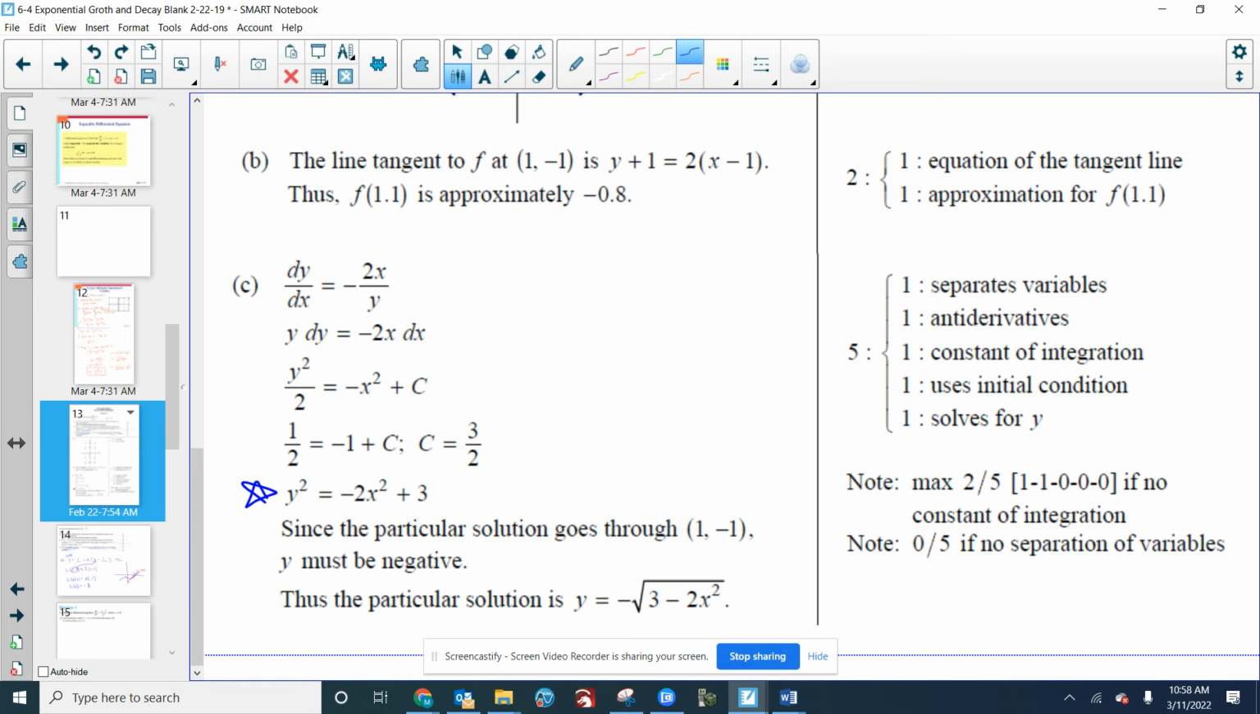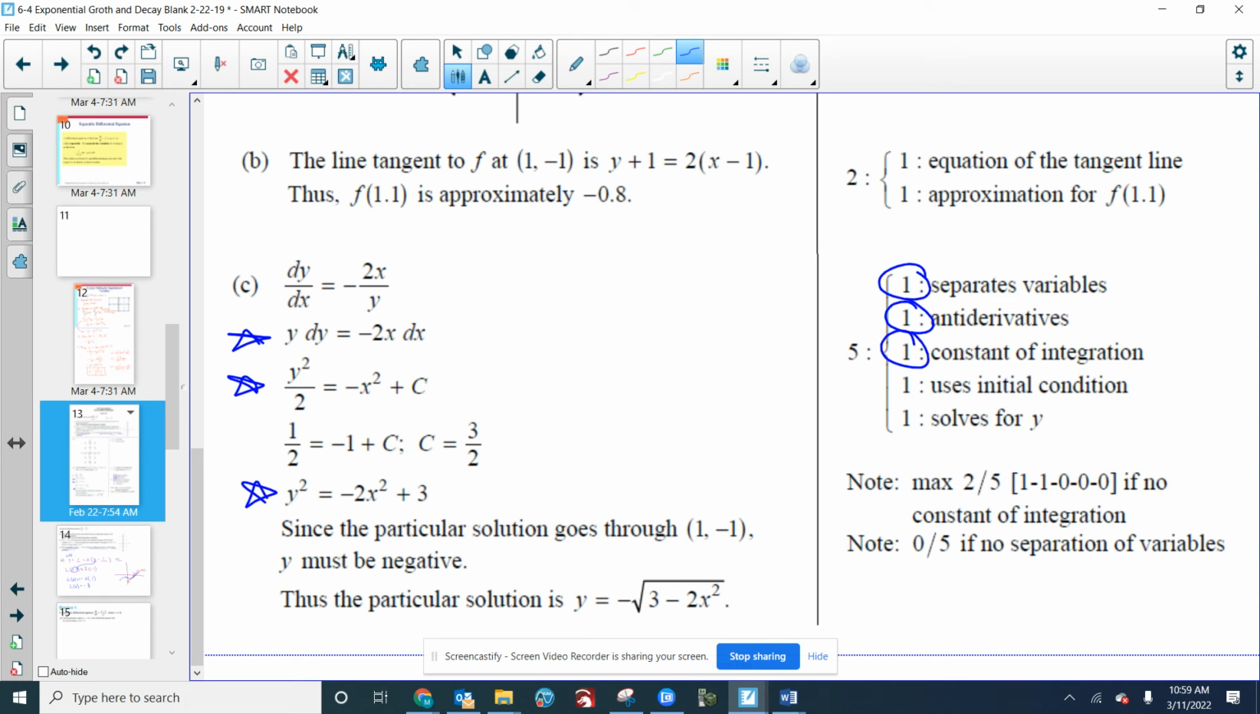Ready? Step 1, separate the variables. Did you separate y with dy and x with dx? You just got a point. Did you take the antiderivative? Did you put the plus c on the right side? Awesome. You just got 2 points. What do you notice? These are a lot like Mr. Westfall's steps to solve these problems, aren't they?